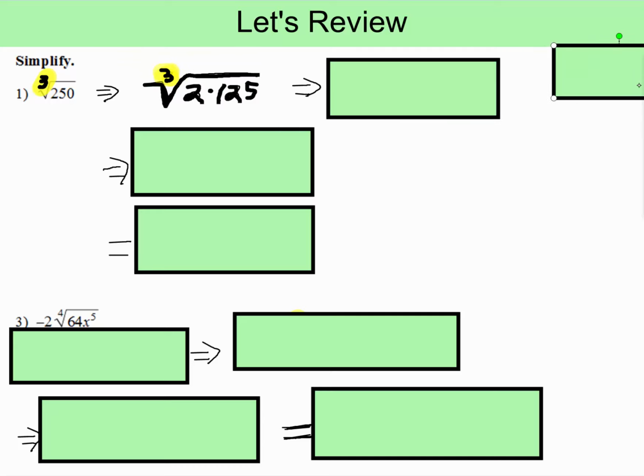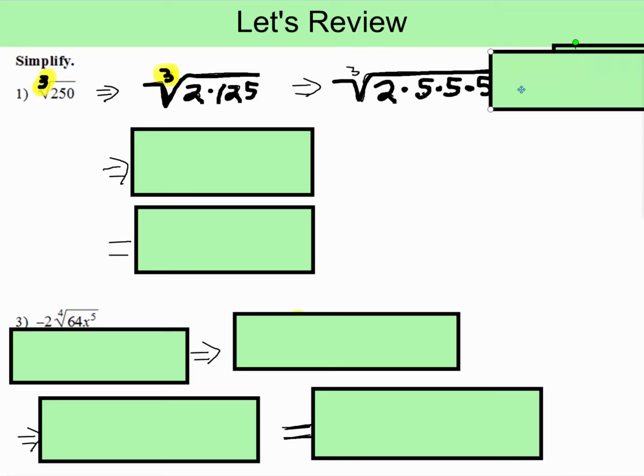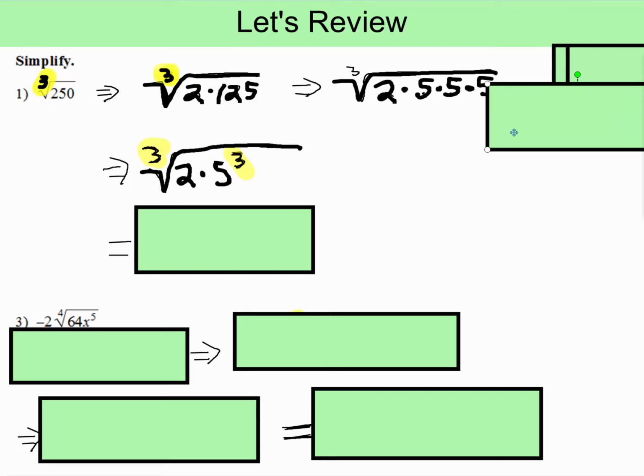Notice 250 is the same as 2 times 125, and is 125 a cube root? Right there, check to see if 125 is a cube root. If it is, you're going to put what it is. So now you've got the cube root of 2 times 125 broken down is 5 times 5 times 5. If you simplify that, it's 2 times 5 cubed.